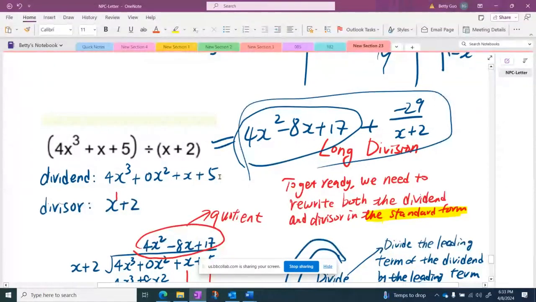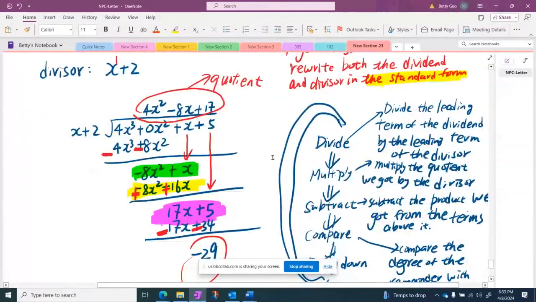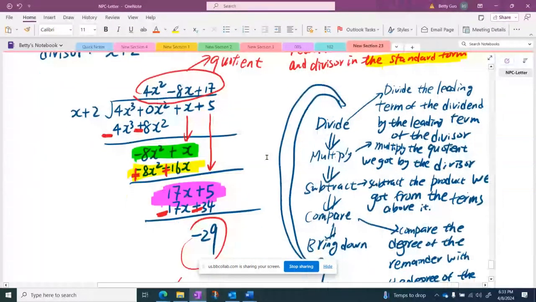Okay, this is a long division. It's a very long process. We will practice more when we look at the review. All right. Are you guys ready for the review?